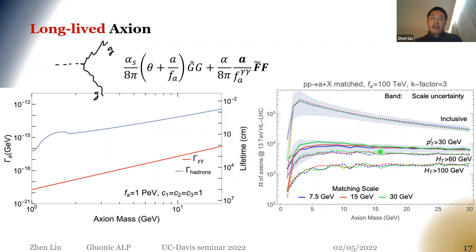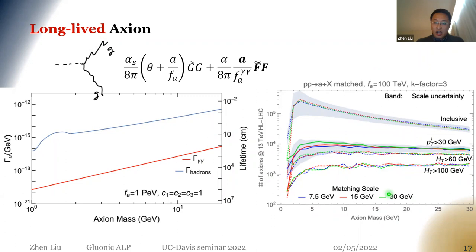So we are totally lucky that in a long-lived regime, we have a certain, not too small axion production rate, thanks to the large gluon parton distribution function. In this plot, we used a different matching scale and varied it, using a band to show you the uncertainties. You can see this calculation is actually quite uncertain. We'll talk about it later to see how we can improve that.